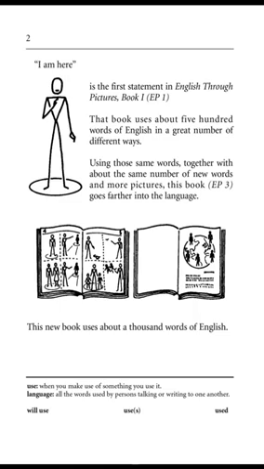Page 2. I am here is the first statement in English Through Pictures, Book 1, EP 1. That book uses about 500 words of English in a great number of different ways. Using those same words, together with about the same number of new words and more pictures, this book, EP 3, goes farther into the language. This new book uses about 1,000 words of English.